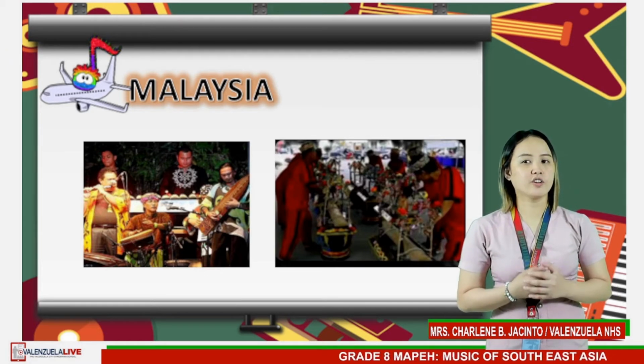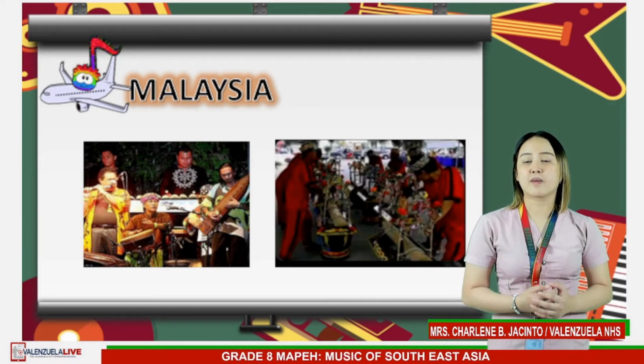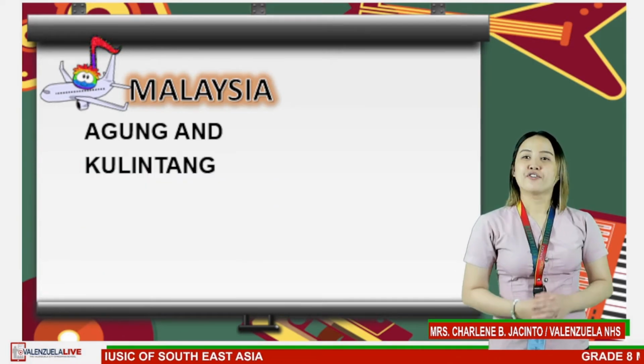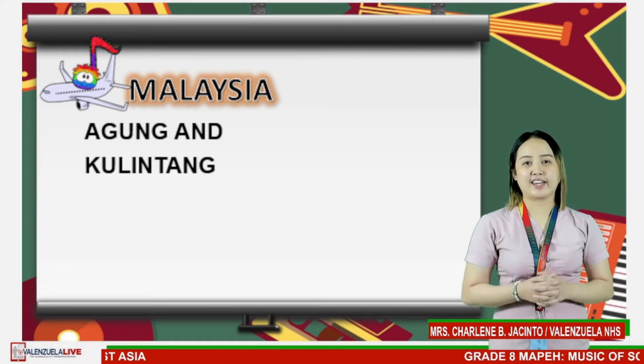After the colonization of Malaysia by the British, the musical development was influenced by Western music. First on our list of instruments in Malaysia is Agung and Kulintang.